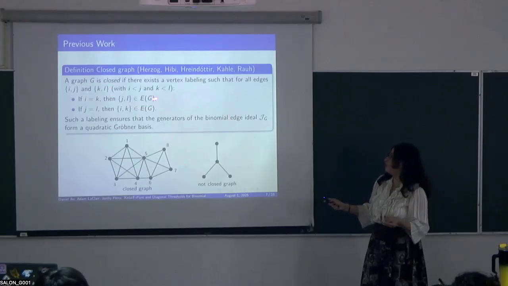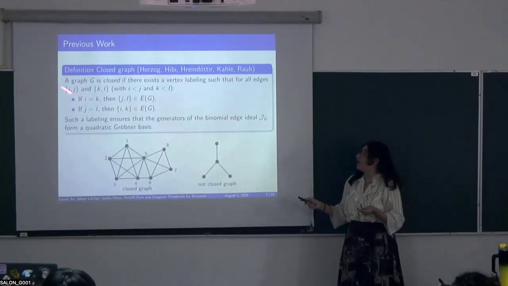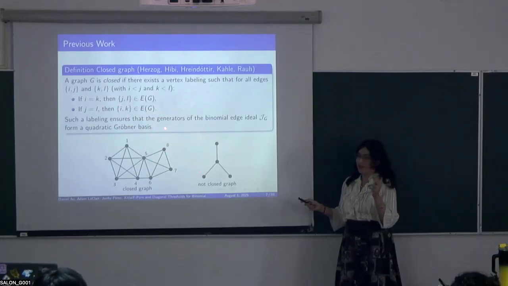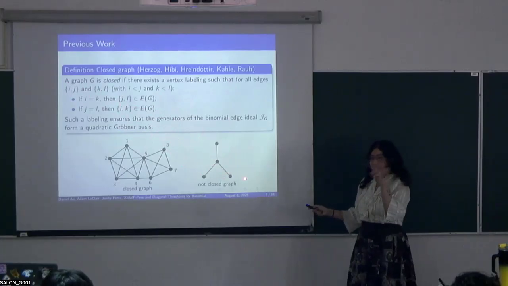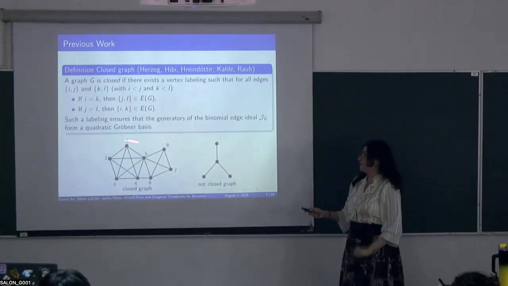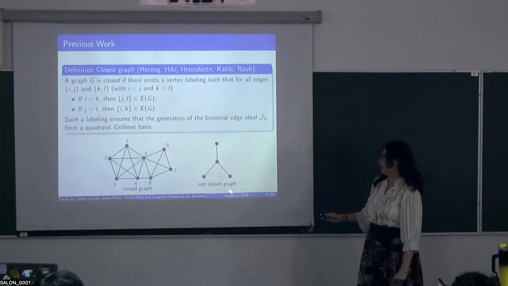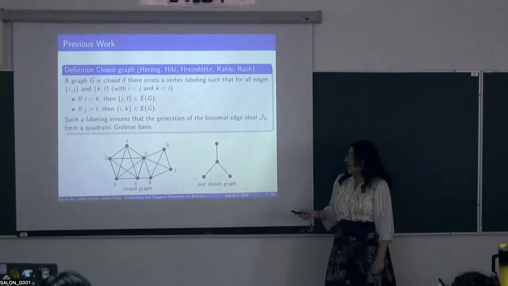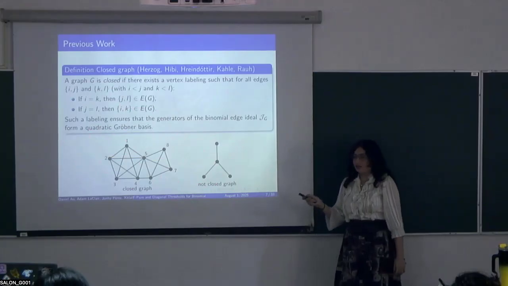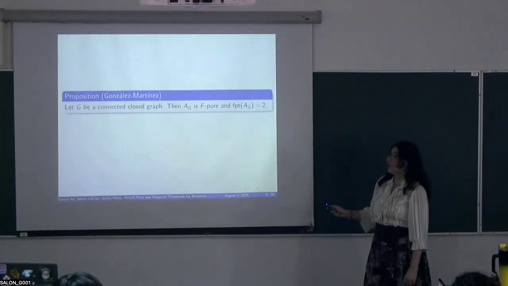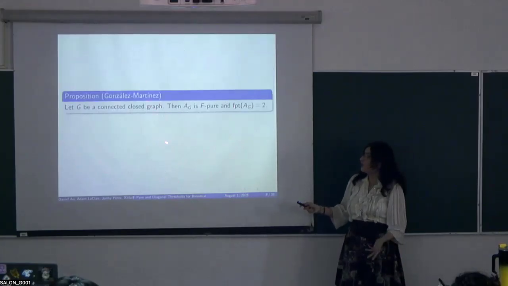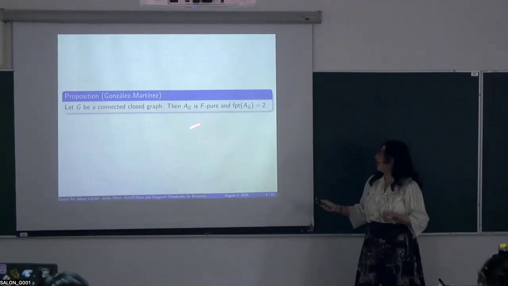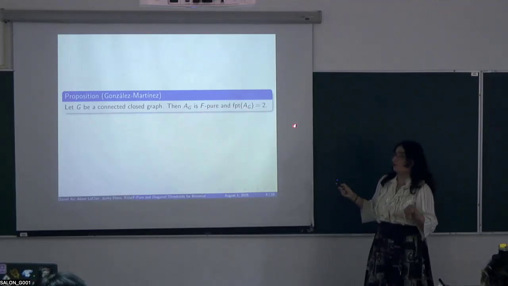Basically, a closed graph, you can think of this as if you have two edges and they share a common endpoint, then they must have another edge joining the other two endpoints. So this is an example of a closed graph, and we cannot get a closed labeling for the network. The result is by Rene Gonzalez Martinez, and it says that if we have a connected closed graph, then the ring is going to be F-pure, and the F-pure threshold is actually equal to 2.